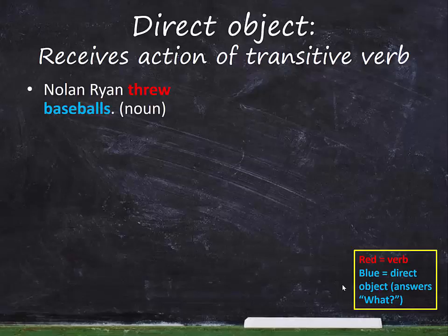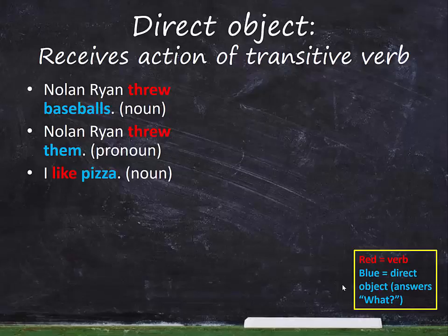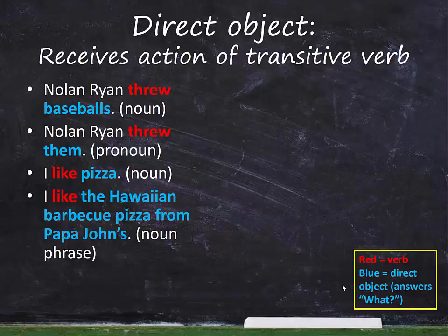Nolan Ryan threw baseballs. He threw what? Baseballs. So baseballs is the direct object. In this case, the object is a noun. What about this one? He threw what? He threw them. This object is a pronoun. I like what? Pizza, also a noun. I like what? The Hawaiian barbecue pizza from Papa John's.